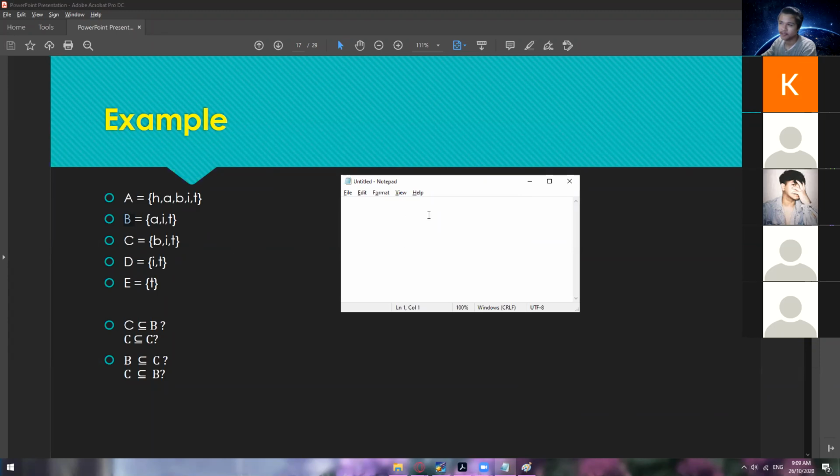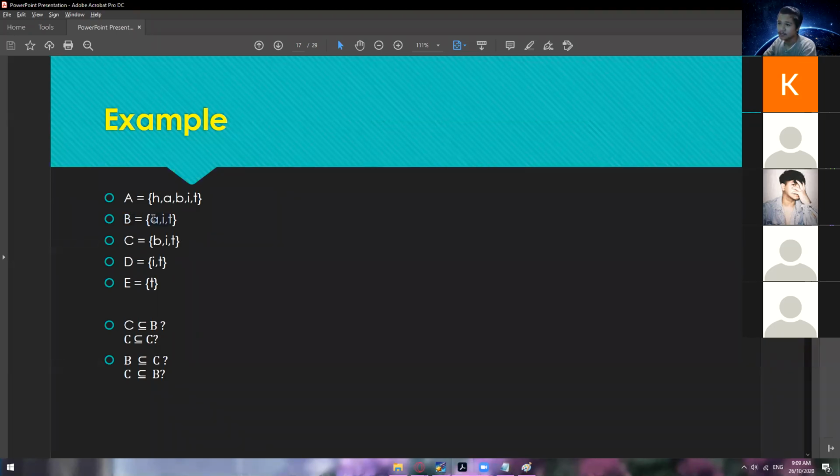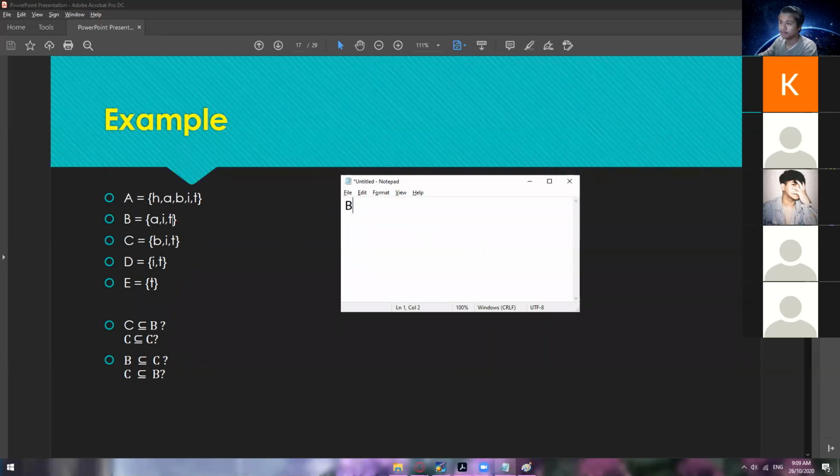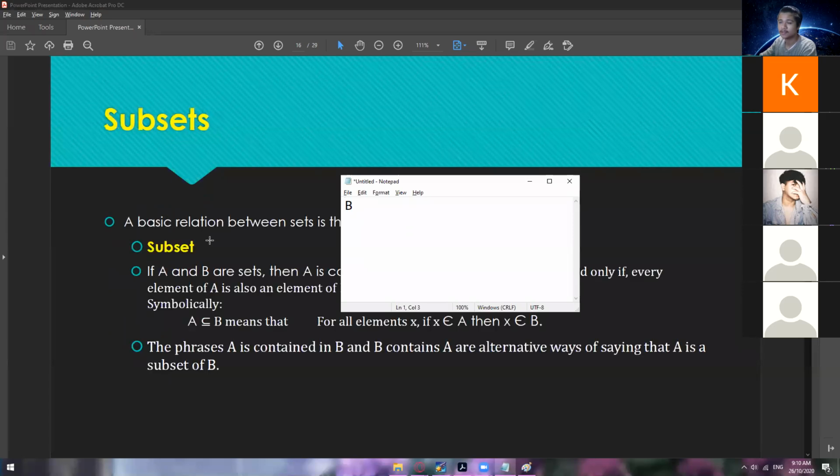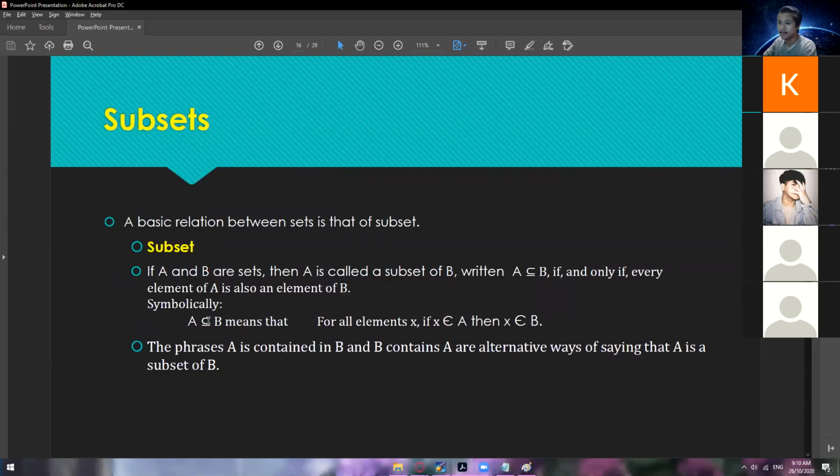Yes, sir. Okay. So again, napakasimple lang naman ng rule natin. If the elements of this one can be found on this set, then we could say that this set B is a subset of this set A. So we have here A that can be found in set A, letter I that can be found on set A also, and then letter T that can be found on set A. So we could say that B is a subset.